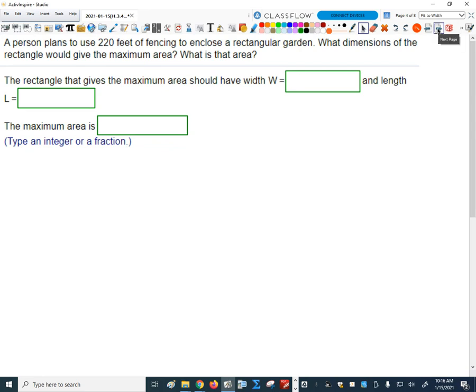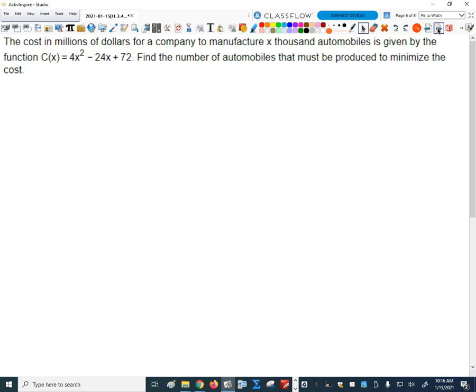You know what I'm going to do? I'm going to scoot up real quick to this one first. It just occurs to me that this might be a better one to start with, and then we'll go back and look at the area one next.